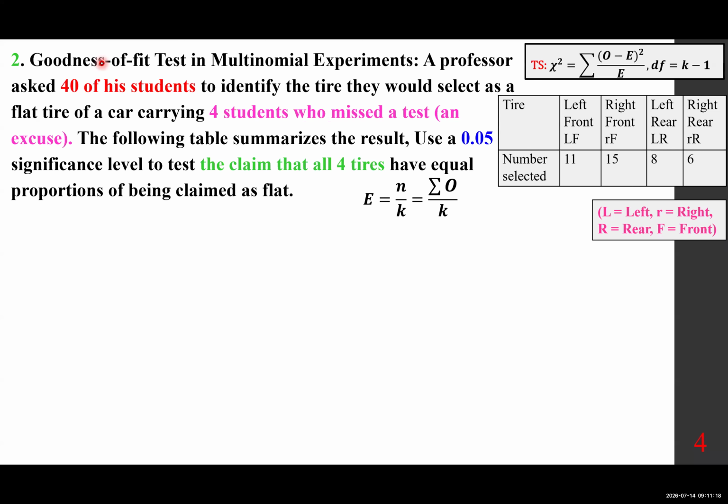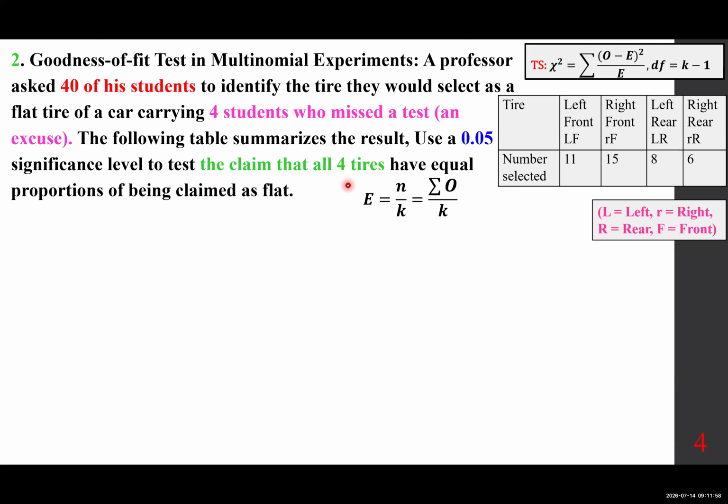Okay, we're going to continue with the goodness of fit test. A professor asked 40 of his students to identify the tire they would select as a flat tire of a car carrying 4 students who missed a test, an excuse, of course. The following table summarizes the result. Use a 0.05 significance level, alpha, to test the claim that all 4 tires have equal proportions of being claimed as flat. There are 4 tires. That means, of course, the proportion is 1/4 or 0.25.